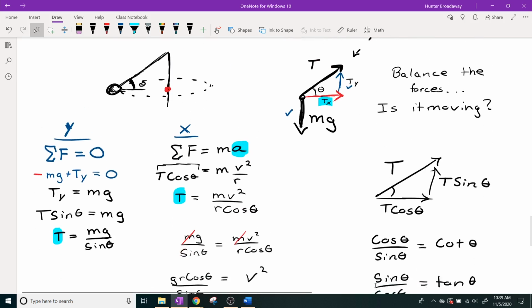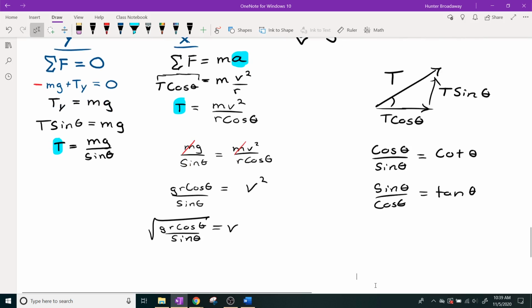This guy down here would be an expression if we needed to find out what the velocity was. This thing is called a conical pendulum. If it's drooping down, that's a conical pendulum. So you might actually see that happen a couple of times.